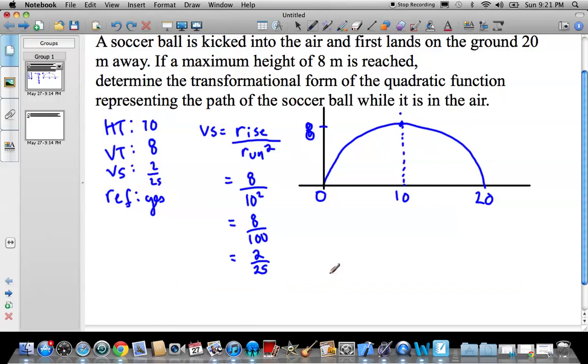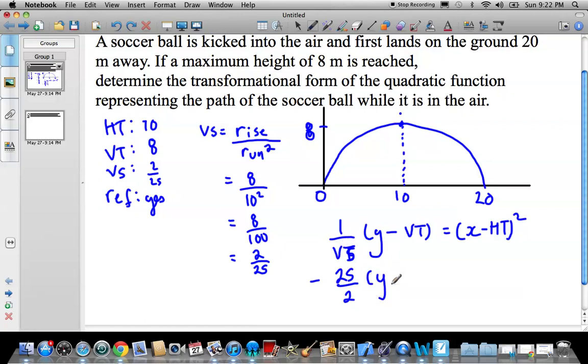So now we've got to write our equation. If you remember, transformational form looks like this: 1 over VS times y minus VT is equal to x minus HT squared. So basically all this formula tells you is that HT and VT change signs. So that means I'm going to have a negative in front of this one, and I've got to flip that. So my vertical stretch looks like this now: 25 over 2, because 1 over 2 over 25 you just flip over.